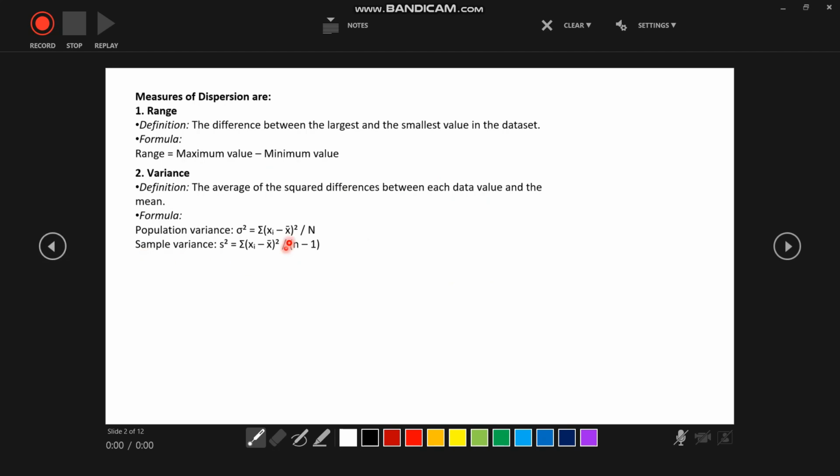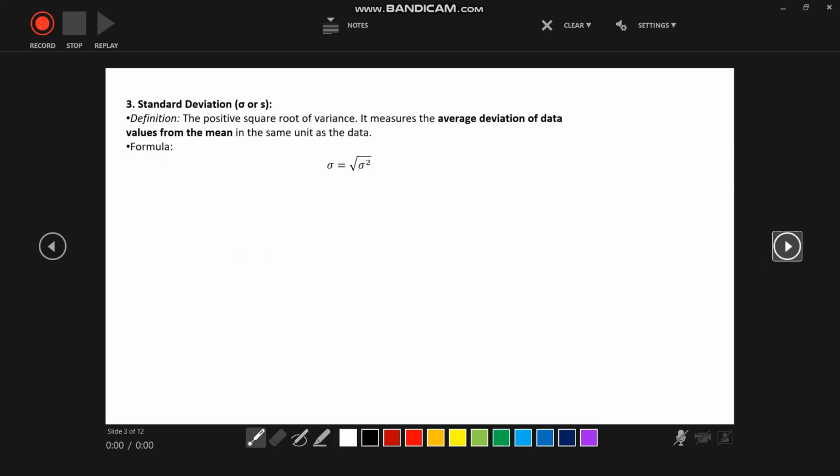This is variance. So this is what we use to denote population variance. This is what we use to denote sample variance. So standard deviation is square root of variance. If it is population variance, the standard deviation will be square root of the population variance. And if it is sample variance, the standard deviation will be square root of sample variance.